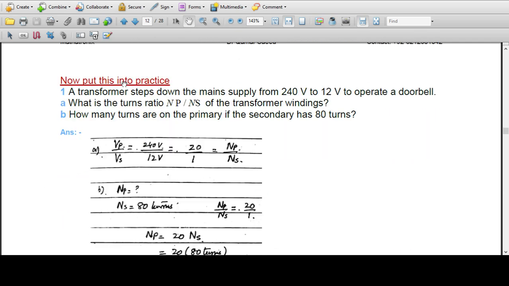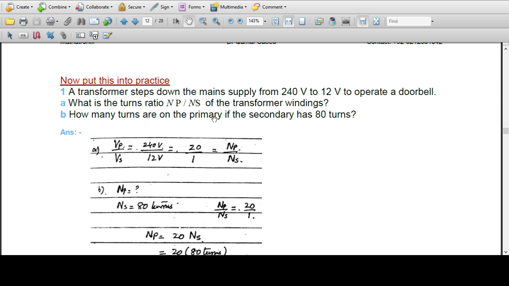Now put this into practice. A transformer steps down the main supply from 240 volt to 12 volt to operate a doorbell. What is the turns ratio, primary to secondary, of the transformer winding? So we have 240 volt on the primary side and the secondary side is 12 volt. So the ratio is 20 to 1. So the primary has 20 times more turns than the secondary.